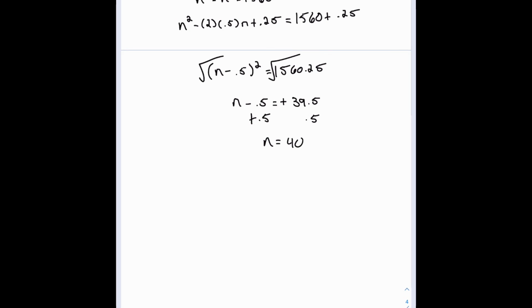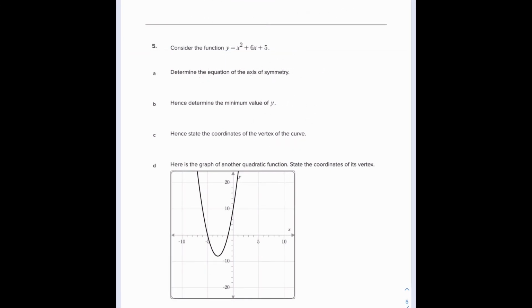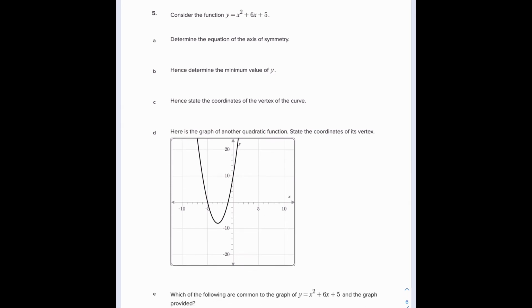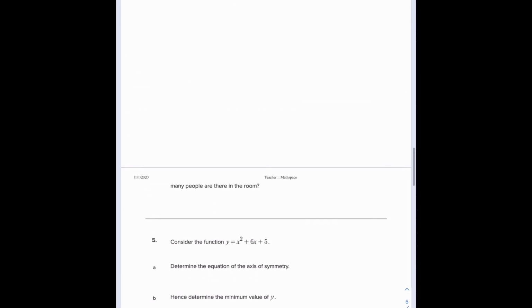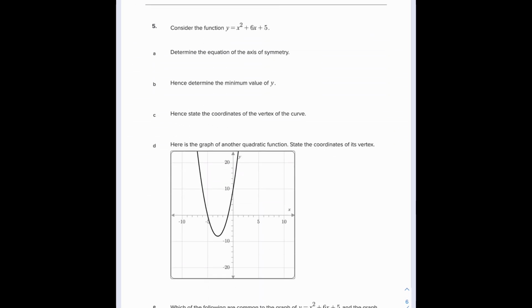Then we're going to take a look at problem number 5. Consider the function y equals x squared plus 6x plus 5. Determine the equation of the axis of symmetry. We already did this on a previous question, and we remember that to find the axis of symmetry, we use x equals opposite b over 2a. So we look at our equation. B is 6.